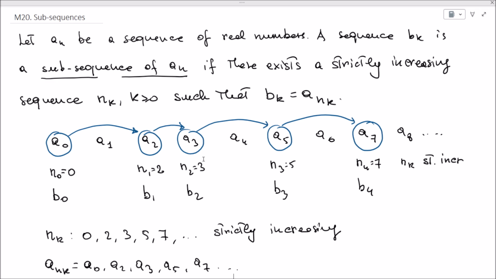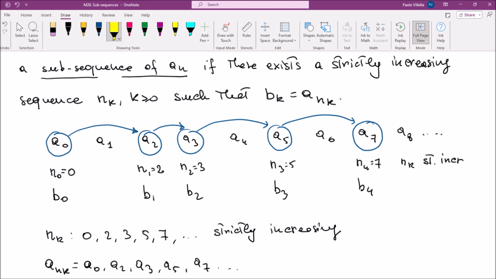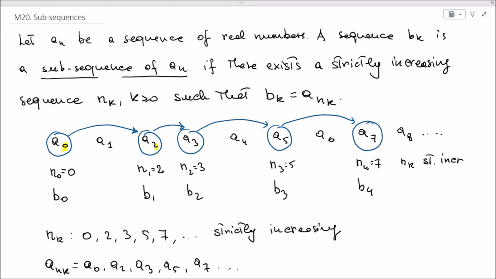Okay, so the idea is exactly this. We start from a sequence a_n and we go and pick some elements, but we pick these elements in a specific way, always selecting an element that is ahead of the previous one, never before the previous one, which is just like saying that the sequence of the indices of the elements of a_n that we pick is strictly increasing. This sequence of elements will make up exactly the subsequence.